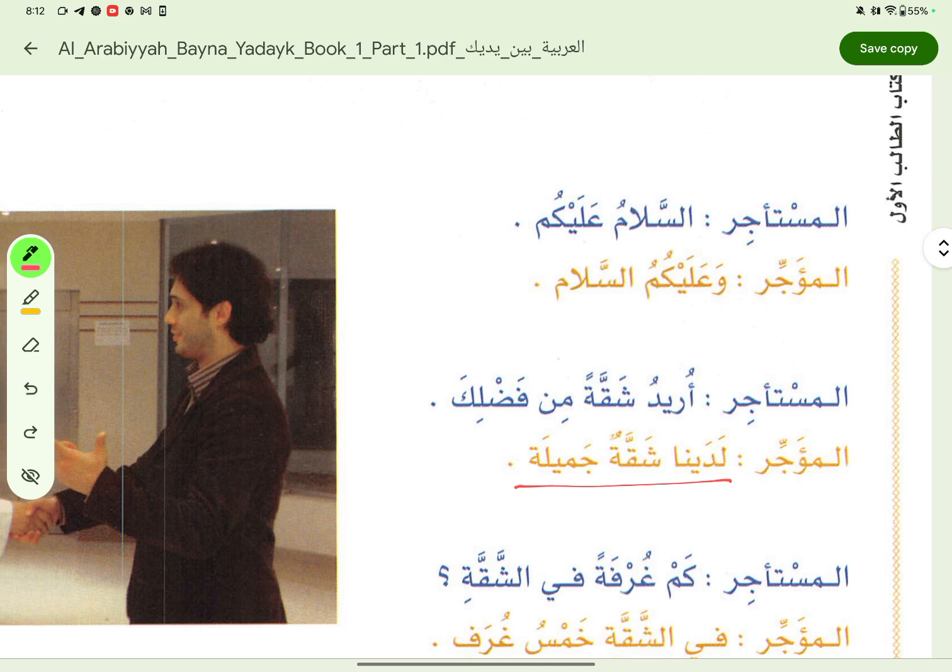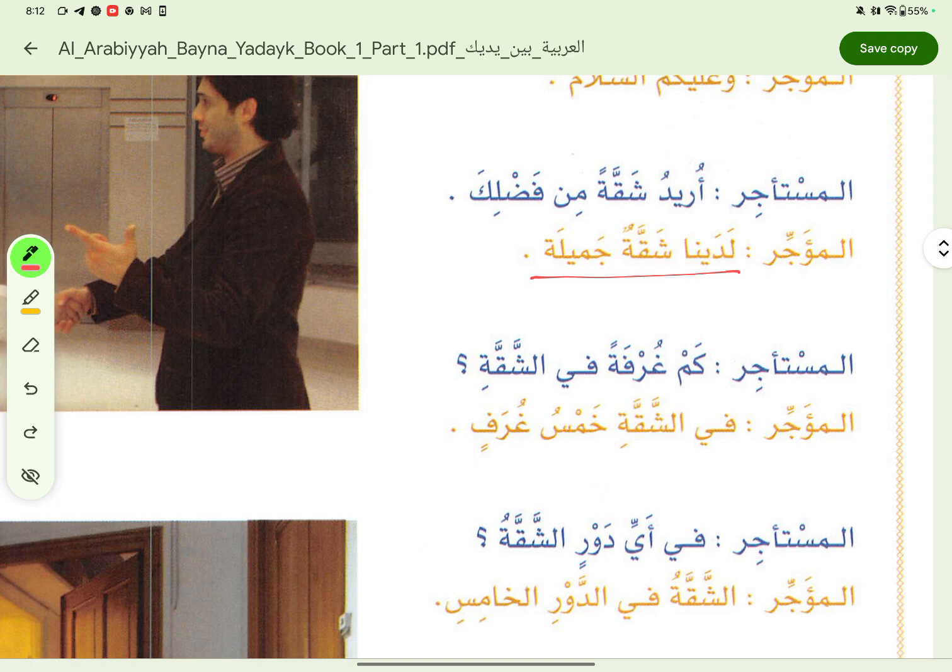Next, لدينا شقة جميلة. So he asks, كم غرفة في الشقة? So كم means how many, right? Or how much, or how many, right? How many غرفة? How many room?